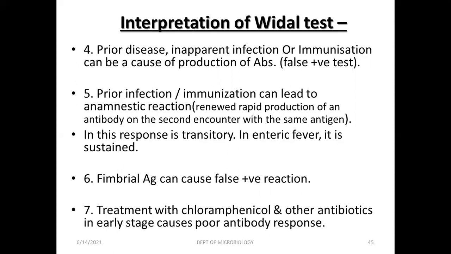Anamnestic response refers to the transient rise in titer due to unrelated infections. For example, a patient may suffer from malaria or dengue, and the Widal test may come positive with significant titer. Bacterial antigen suspensions are not free from cross-reacting antigens. It can also occur in persons with inapparent infection and persons with prior immunization with TAB vaccine, which contains Salmonella typhi, paratyphi A and paratyphi B antigens.